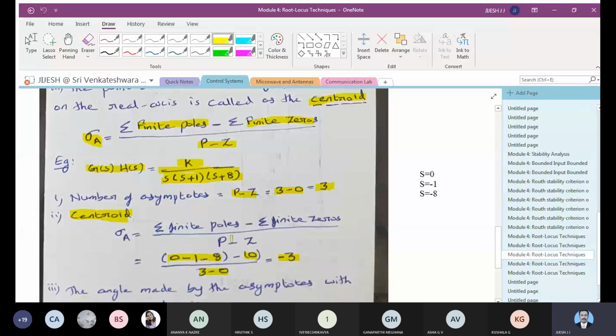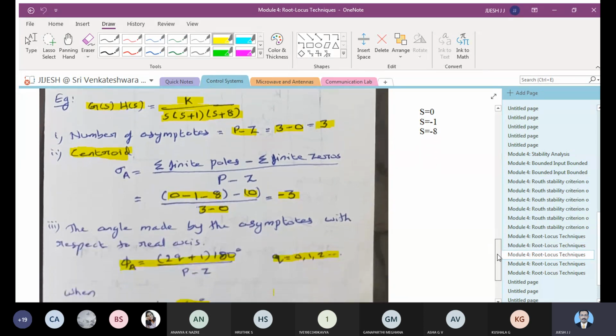The centroid can be found by substituting the values: the summation of poles minus the summation of zeros. There is no zero available, so we put it as 0. Summation of poles, we have 0, minus 1 and minus 8. We need to do the sum and divide by P minus Z, 3 minus 0. So we got it as minus 3.